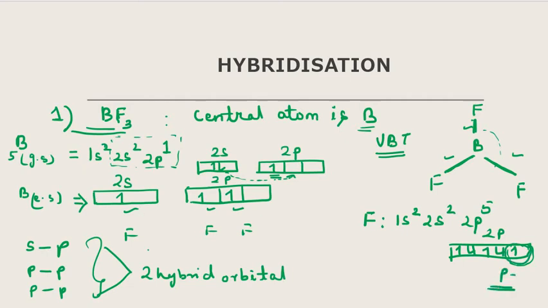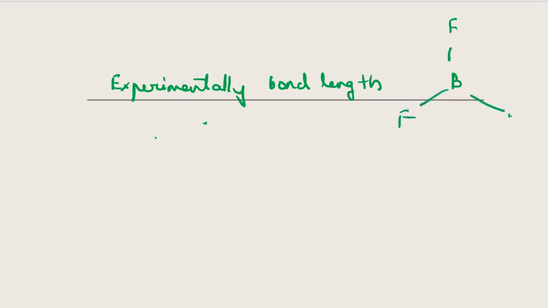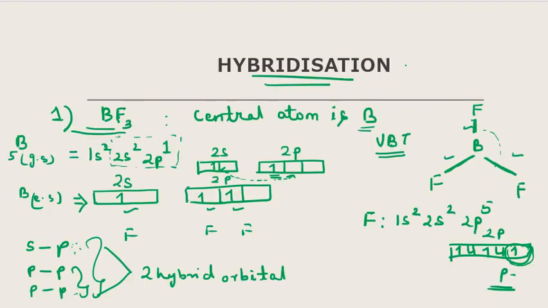And here what type of overlap will be there? An sp overlap is there, a pp overlap is there, and again a pp overlap is there. Now in this case you can see that sp overlap and pp overlap are two different types of overlap, whereas the pp ones are the same. But it has been experimentally observed that in boron trifluoride, all the bond lengths are equal. The bonds have comparable energy and the bond lengths are equal. So if two different types of orbitals are overlapping, then how will the bond lengths be equal? Our concept of hybridization arises.